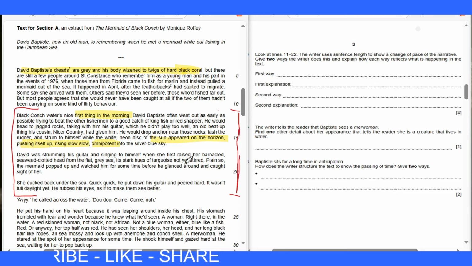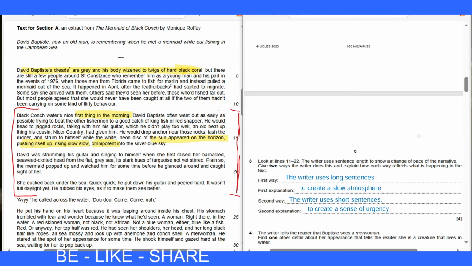Let's check out the answer, guys. So first way, the writer uses long sentences. You can see in here long sentences. "He would drop anchor near those rocks, lash the rudder, and strum to himself while the white..." and then it goes on. So it's a long sentence. So the writer used long sentences to create a slow atmosphere here and in here.